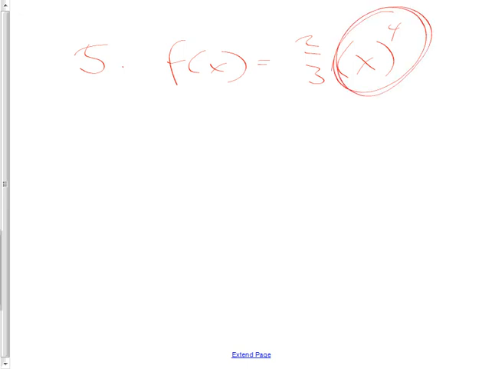Number 5, it says f of x is (2/3 x) to the 4th. I didn't need those parentheses, but it doesn't hurt anything. Now it says describe the transformations in the correct order. All right? This is kind of like the parent.